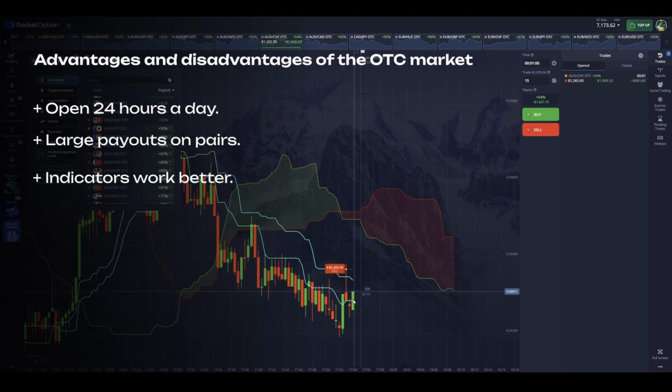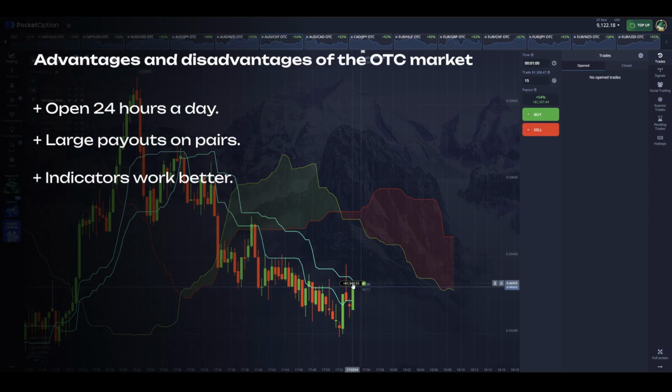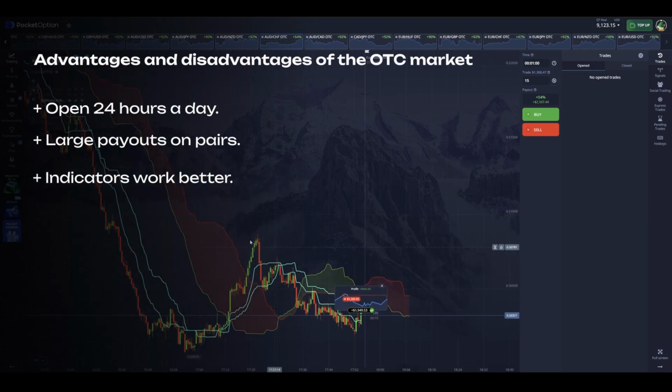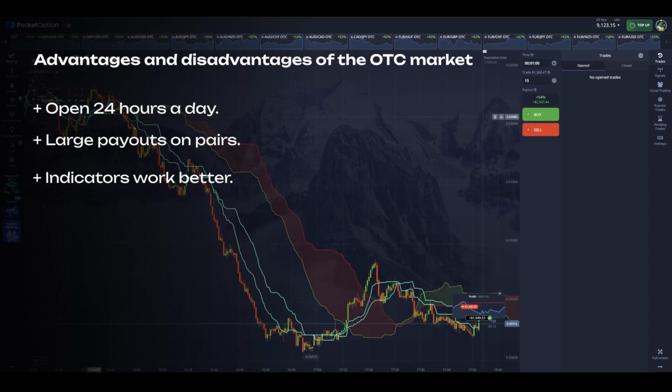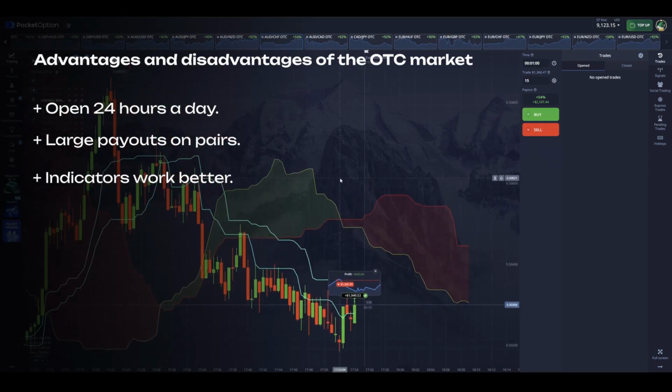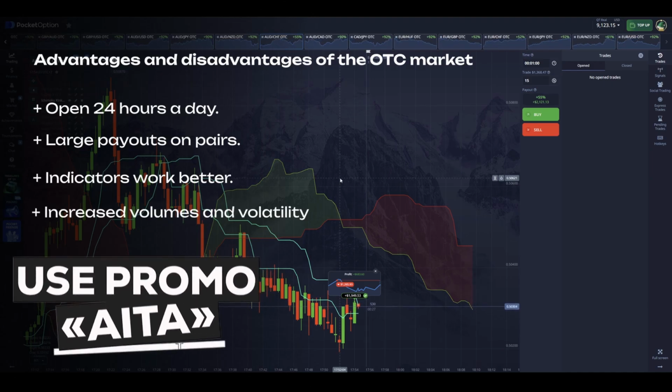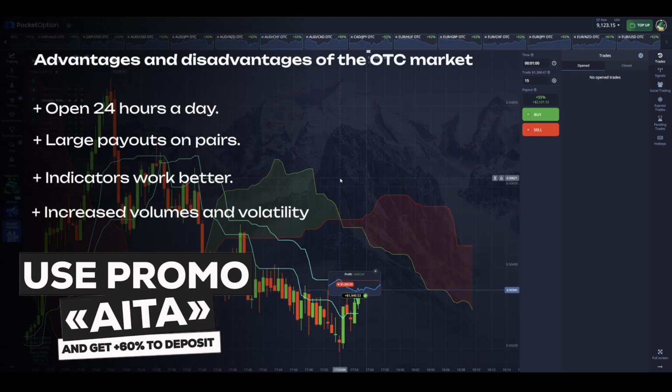Another advantage is that indicators work better on the OTC market. In other words, indicators really do perform better here. According to statistics, some of them work 20 or even 30% better than on the regular financial market. And finally, probably the biggest advantage is that there is increased volatility here. Here, there is less pip fragmentation, which means we can profit from all sorts of different movements.